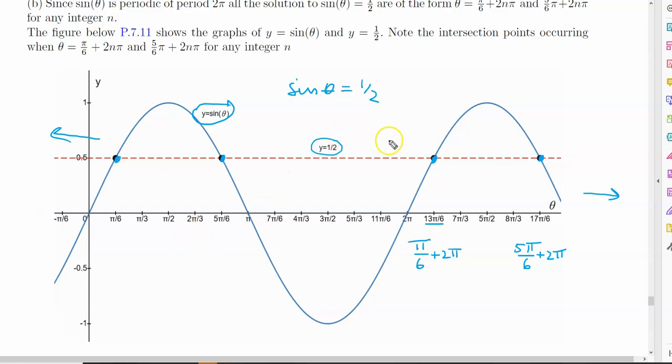And so this graphically illustrates the solutions to sine theta equaling 1/2. All the solutions to this between 0 and 2 pi, which is right here, are these two. And then in general, all the possible solutions are pi over 6 plus 2n pi and 5 pi over 6 plus 2n pi, where n is any integer.